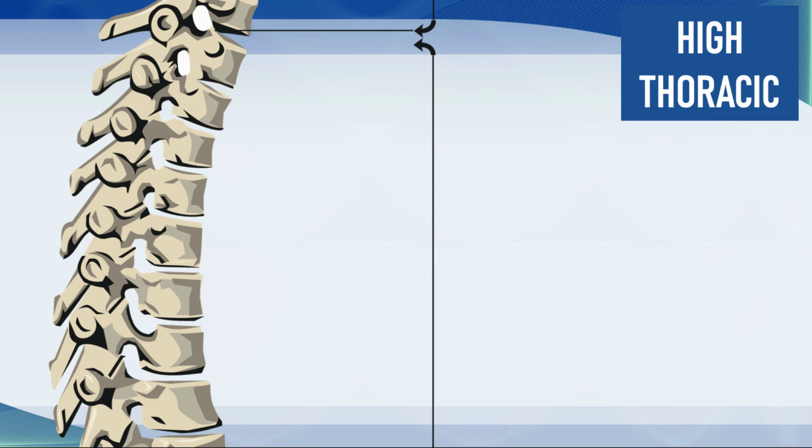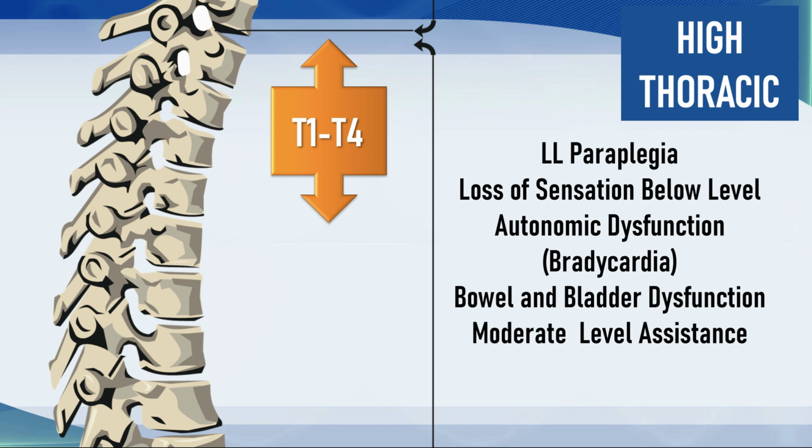High thoracic spinal injury between T1 and T4 will result in lower limb paraplegia, loss of sensation below the level, autonomic dysfunction characterized by bradycardia, I'll get back to that in a minute, bowel and bladder dysfunction, and moderate levels of assistance.